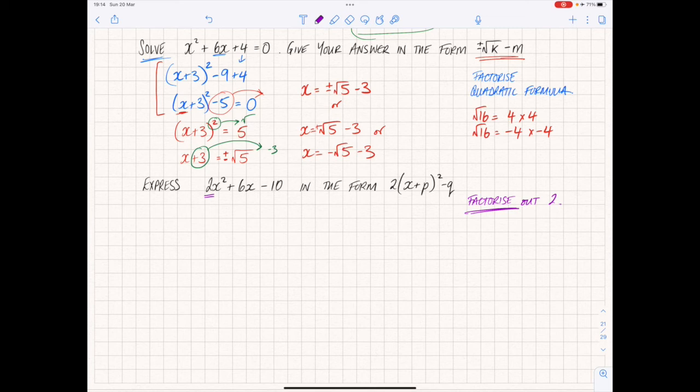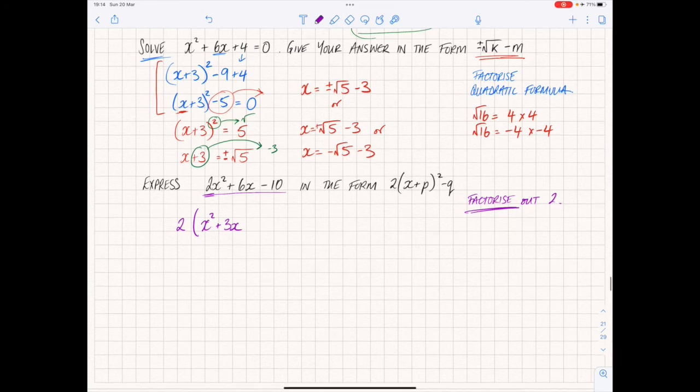What I mean by that is I say, right, 2 is in every part of this. So I go 2, brackets, then x squared. How do I go from 2 to get it to 6? Well, I times it by 3, so it becomes 3x. Or effectively what you're saying is I'm halving that to put it in here. And then how do I go from 2 to get it to minus 10? I times it by minus 5. So I've factorised out that 2 in that first step.